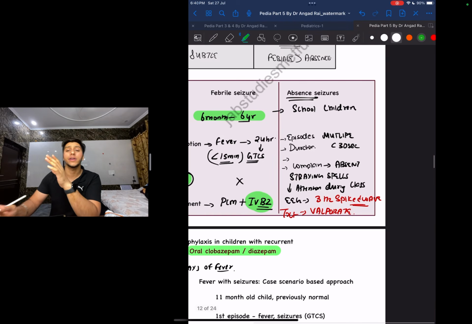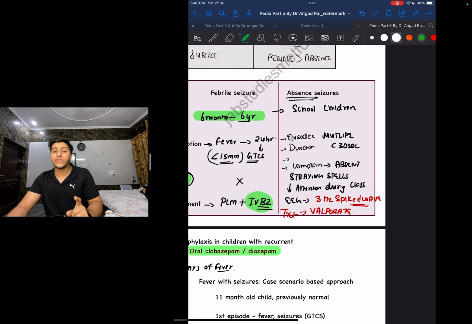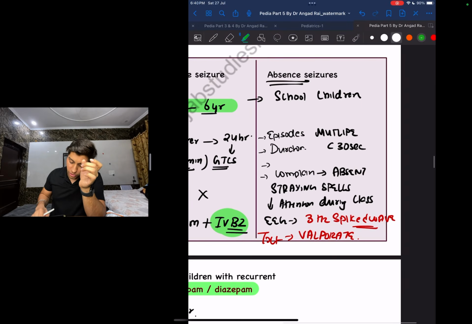Now, talking about absence seizures. In absence seizures, first you need to know the age group. It is the school-going age group. What will be the complaint from the teacher? They will say he's not paying attention, there are absent staring spells. The seizures are multiple, so many seizures in a day, but the duration is very brief, around 15 to 30 seconds only. There is no post-ictal period.